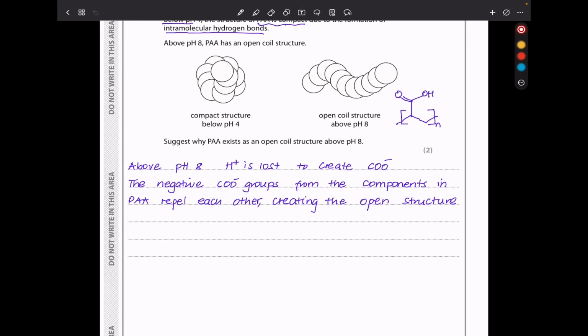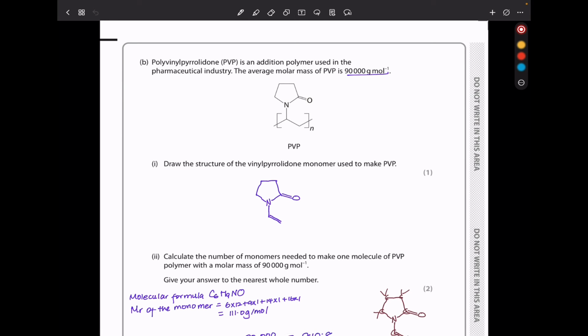Of course, above pH 8, the hydrogen ions are going to be lost, and this is going to create a COO- structure. These negative groups will form components in the PAA, which repel each other, and this is going to create an open structure. In part B, PVP is an addition polymer used in the pharmaceutical industry.